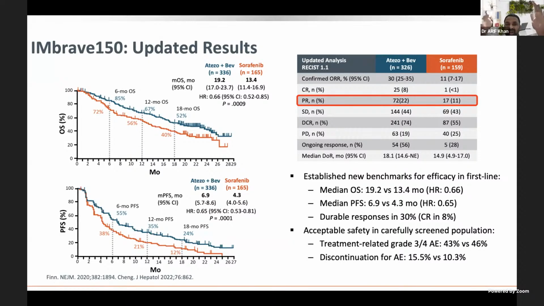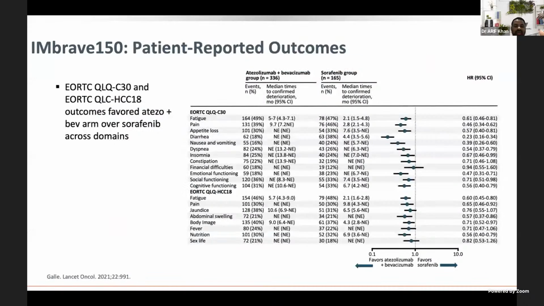Though we can't do a cross-trial comparison, and we are not going to have any randomized trial between these two regimens, when we want to decide which regimen to give, both are equally good, whether there are some differences or not. That's what I'm going to discuss here.